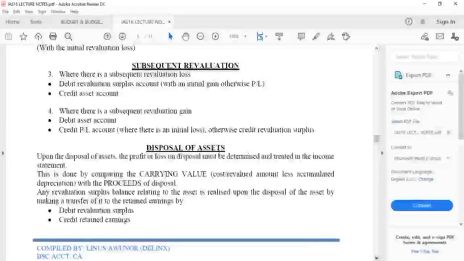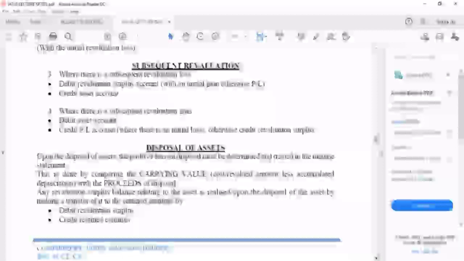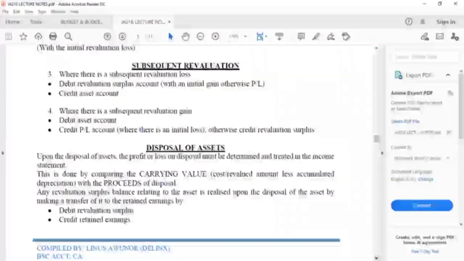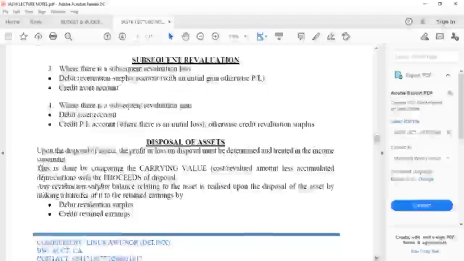So at the date of disposal, you just look for the carrying value of the asset. If I should sell the asset without making any profit or loss, how much should I have sold it? That is the carrying value. And how much did I sell it? That is the proceeds. Compare. If one of them is higher, it will either be a loss or a gain.